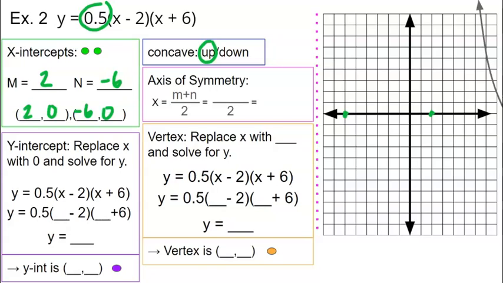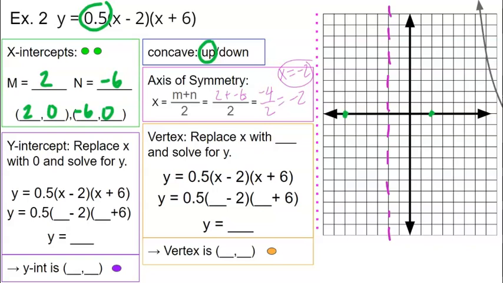All right, next step is to find that axis of symmetry. So we're going to use that formula again, m plus n. So we do 2 plus negative 6. 2 plus negative 6 is negative 4, divided by 2 is negative 2. So our axis of symmetry is x equals negative 2. You can go ahead and graph that vertical line at negative 2.